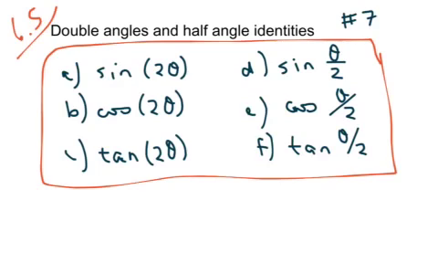If you notice, for the double angles, there's only one formula for sine, but for cosine of 2 theta, there's 3. So you get to pick which one is the most appropriate.